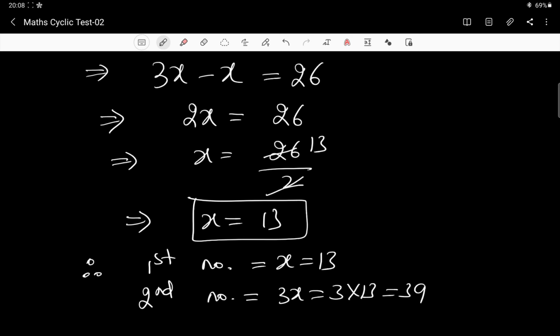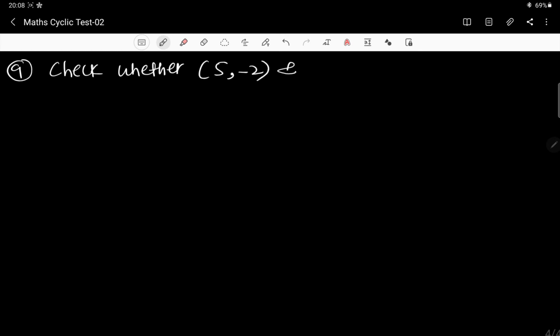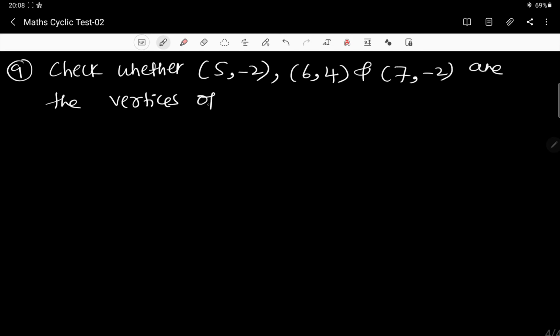These were the 2 mark questions, I guess. Now we have some more 3 mark questions here. Let us move on to this 9th question. Check whether 5 comma minus 2, 6 comma 4 and 7 comma minus 2 are the vertices of an isosceles triangle.